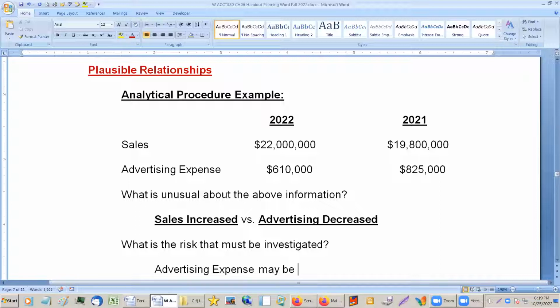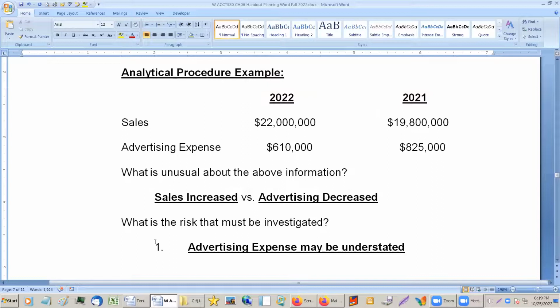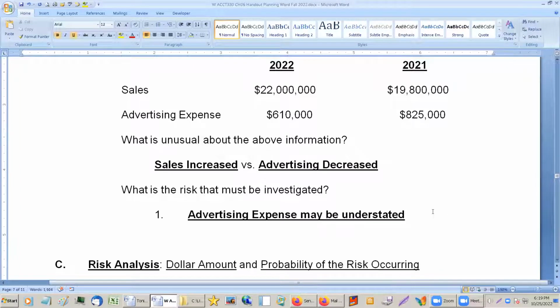I'm going to use the auditing lingo and say understated. What else might be the problem? So it could be that the advertising expense is understated. There's one other thing it might be. Could it just be an error? Could definitely be an error. And if it's an advertising expense, it could be an error.